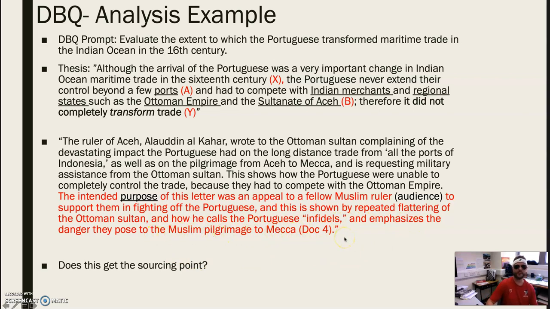Does this get the sourcing point? Pause, decide. Yes, it does get the sourcing point. And we actually have two, right? As I put here, we have an audience point, not very strongly based, so they wouldn't have gotten it for just that. But the fact that he got the purpose here, they have the full purpose and how it is shown. It is shown by the flattering and what it comes down to.